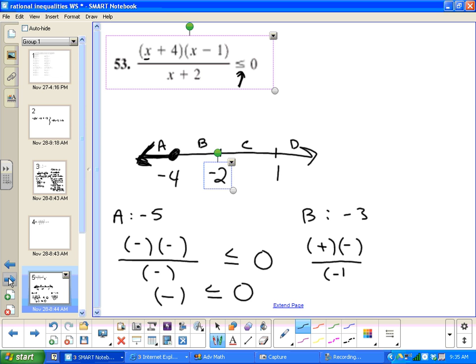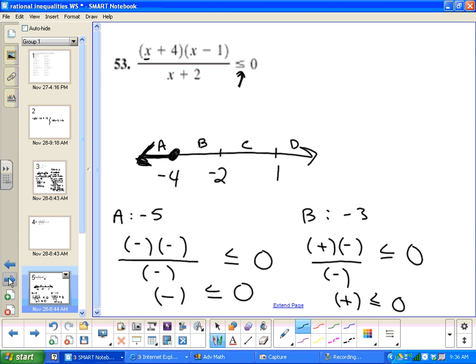Okay. Now, let's see. All right. Is that less than or equal to 0? Well, a positive times a negative in the numerator would be a negative, and a negative divided by a negative would be a positive. All right. So is a positive less than or equal to 0? No. Okay. So interval B is not a solution, is it? So we'll skip over interval B. All right, let's go to interval C.